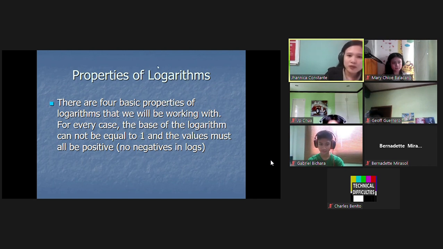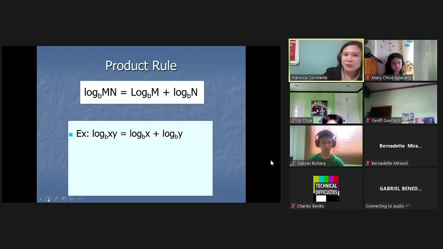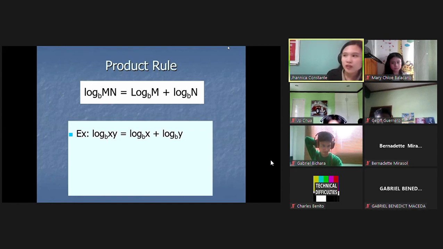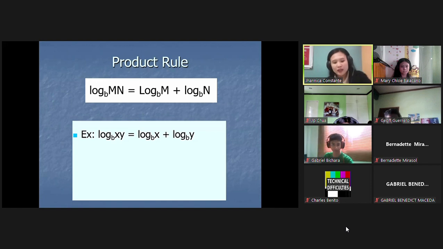So let's start with the first property of the logarithmic function, which is the product rule. In the product rule, the same as in the law of exponent, when you are multiplying exponents, you add the exponents, right? So the same with the logarithm. Once we have a logarithmic function indicating a multiplication operation, to expand it you're going to use the operation addition.